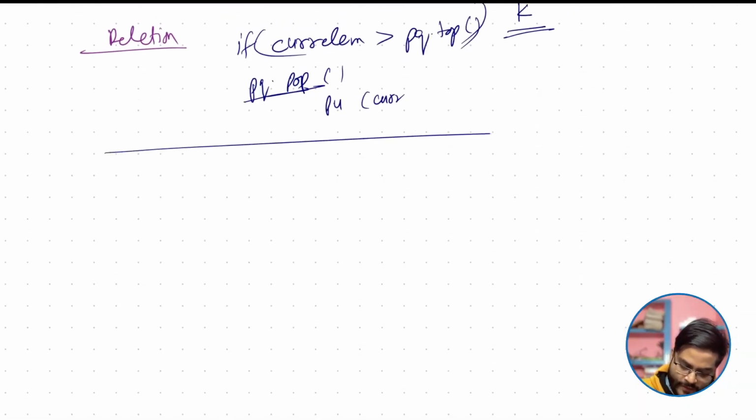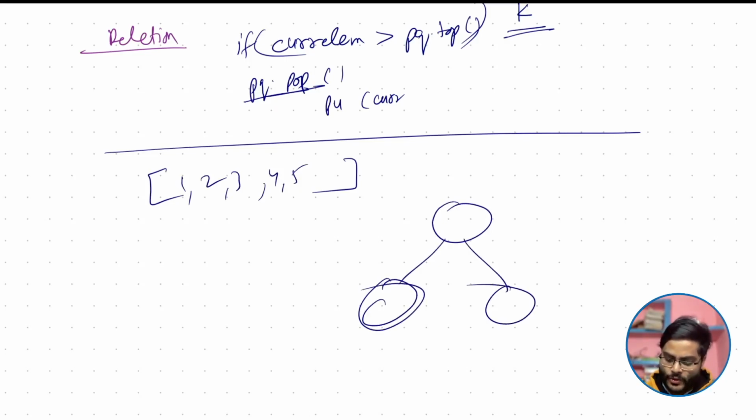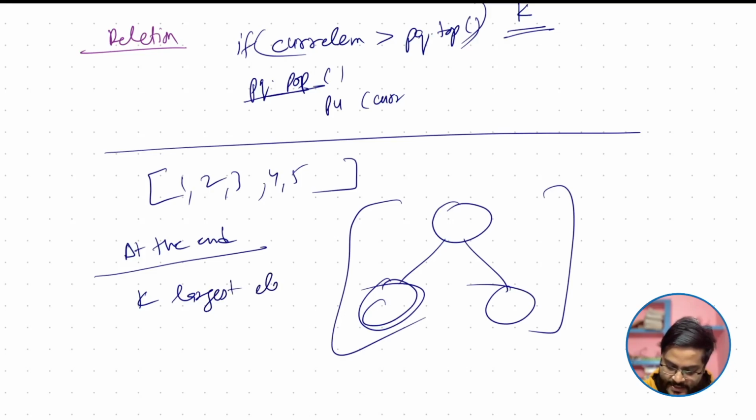If we have some array, 1 2 3 4 5, and we have a heap of size k, a limited size heap, then every time a greater element is coming, we are removing the minimum element. So at the end it will contain only k elements, the k largest elements.